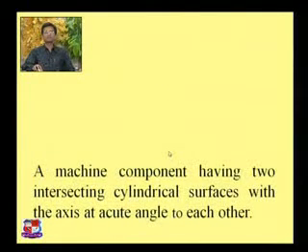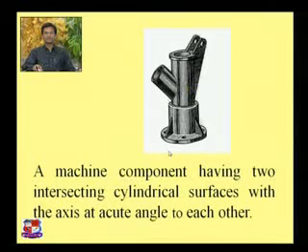Now some examples of intersection of solids. This is one example: a machine component having two intersecting cylinders with the axes at an acute angle to each other. Here two solid cylinders are there. This is one cylinder, another is this vertical cylinder. Or say two pipes are intersecting over here, and the curve of intersection would be there like this. So this is one example of intersection of solids.